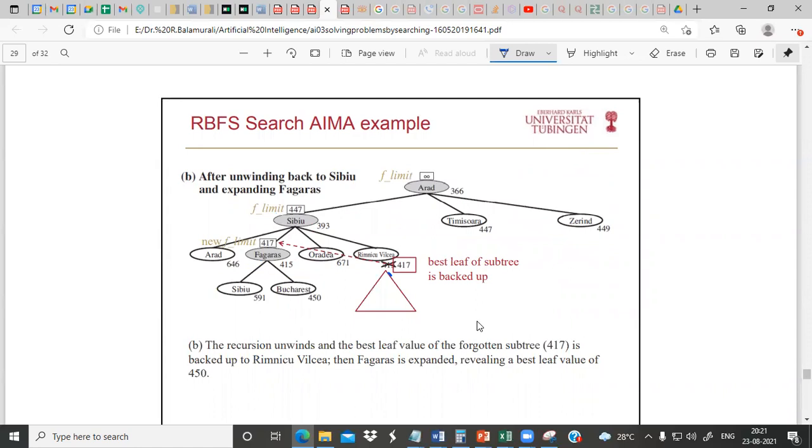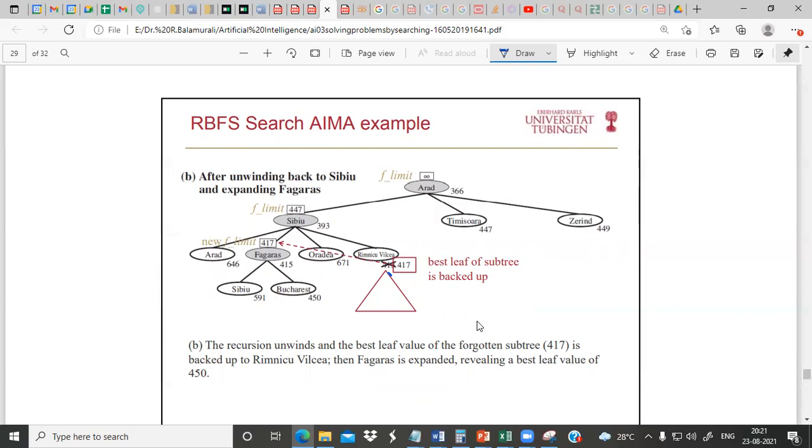Now we are going to explore Fagaras. But before exploring Fagaras, we have to specify the f limit. Now f limit is always the next best path at the same level. So what is the next best path? This remaining one, we will see as the next best path. So this 417, we are moving it here. And now we are expanding Fagaras.